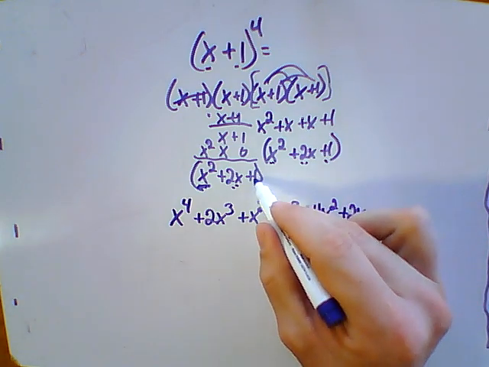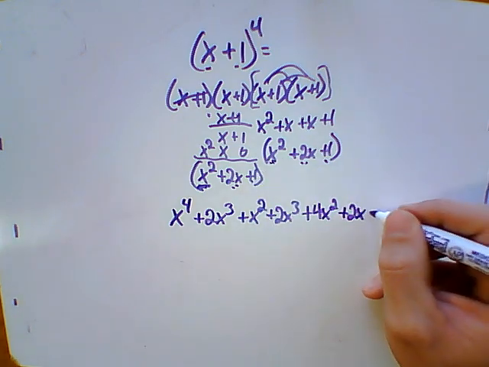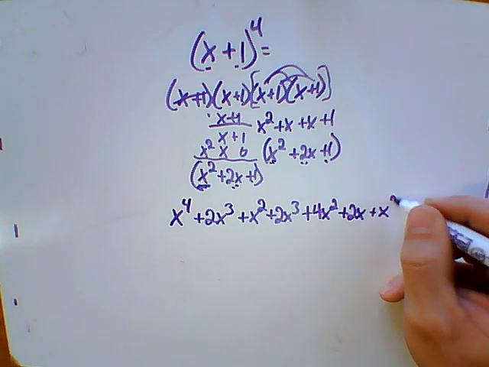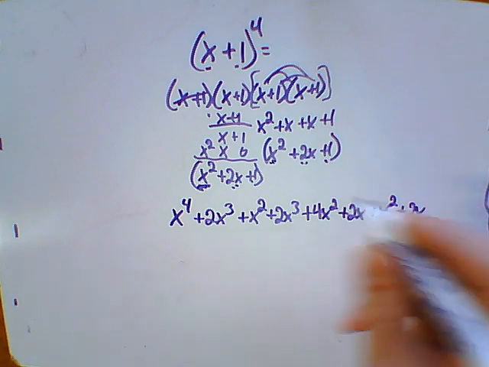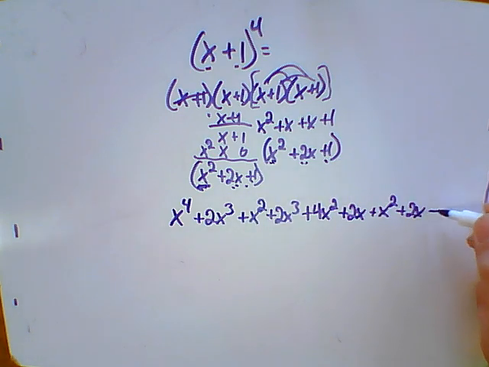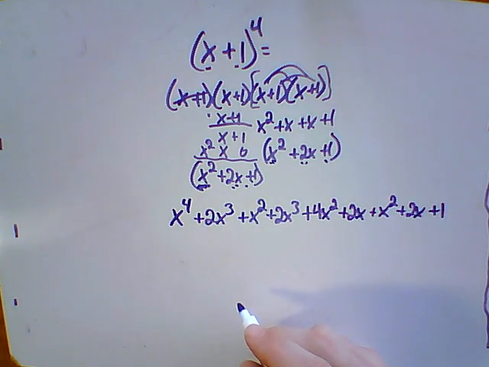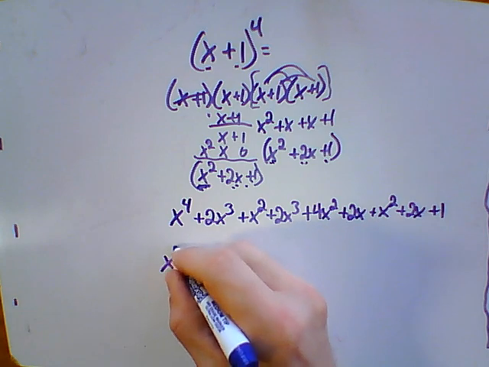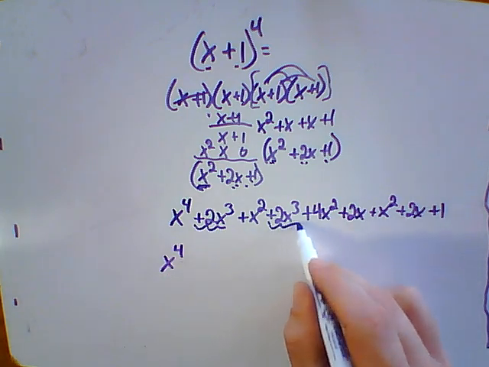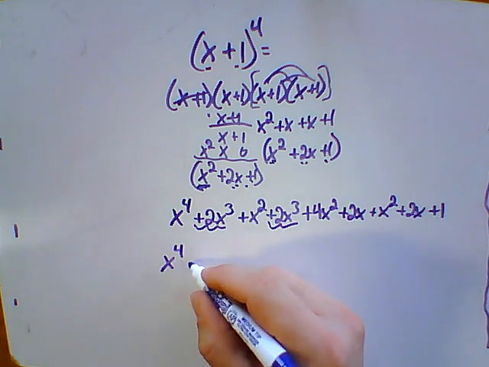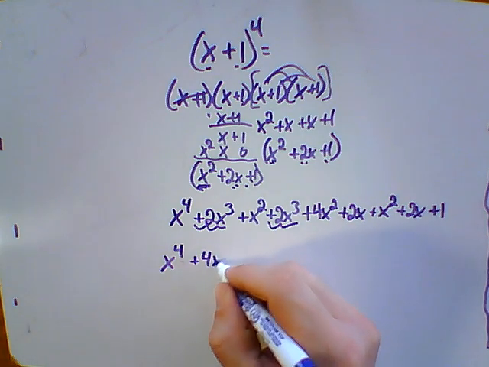Hold on, we're not even done yet. 1 times x squared is x squared. 1 times 2x is 2x, and 1 times 1 is 1. Now I get to add all my like terms together. There's only one x to the fourth, right there. 2x cubed is here. There's another 2x cubed there, so that becomes 4x cubed.